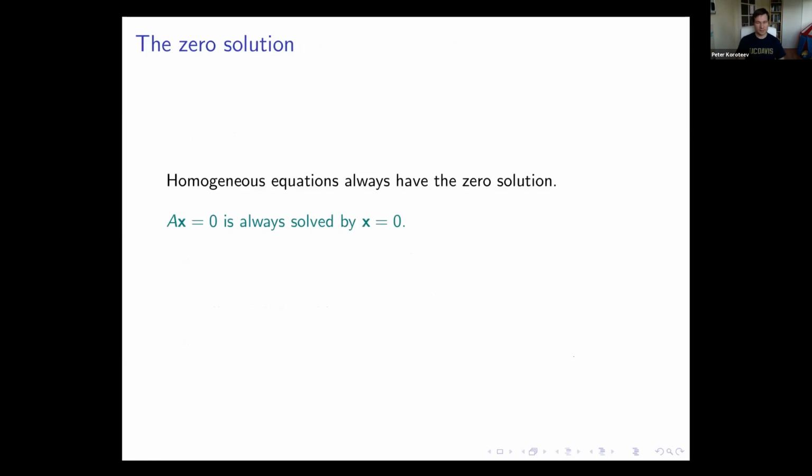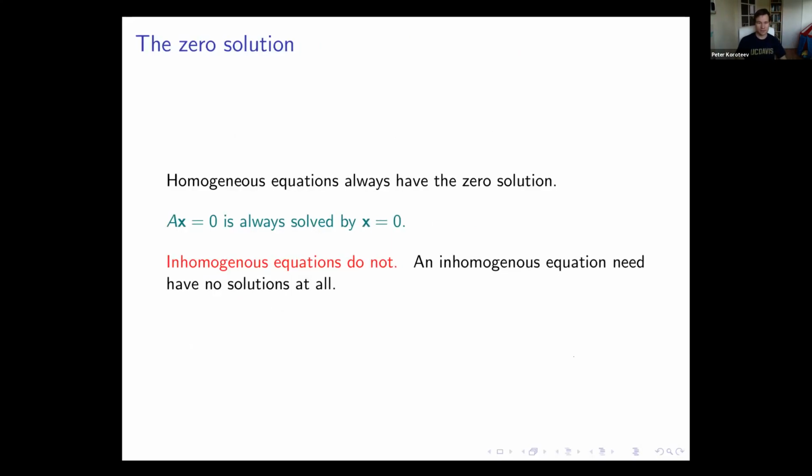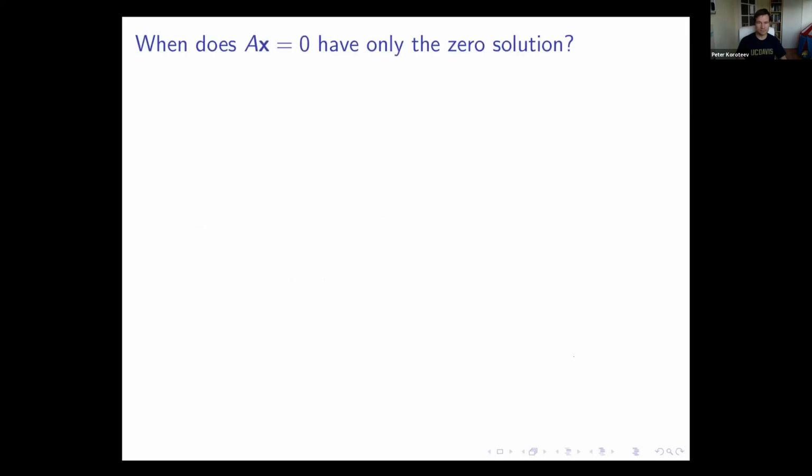The zero solution, that was the uniform equation in our previous terminology. Sorry, homogeneous equation. A homogeneous equation always has the zero solution: just multiply everything by zero, then it's equal to zero. And of course, inhomogeneous equations do not. You have 0 equals b, which is only true when b equals 0, so it may not have any solutions. And then the fact that Ax equals 0 has only the 0 solution.